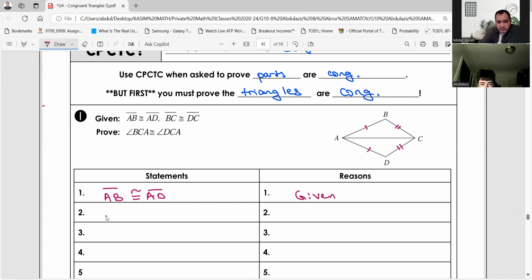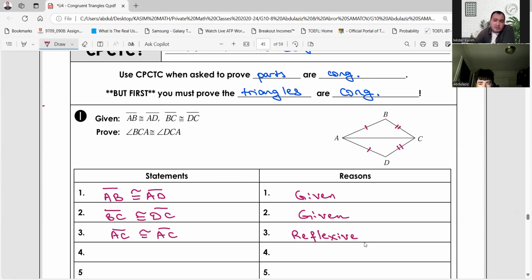And also we know that first you should write what is given. BC is congruent to DC. How do I know that? It's also given. And now we're going to see this. Here we have AC. AC is congruent to AC. Everything is equal to itself. So what property is it? Do you remember? Reflexive property. You need to know the names of these properties.